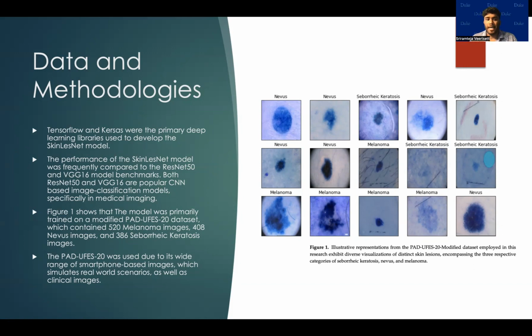And when looking at figure one, we see the PAD UFES dataset, or just a subset of samples. And these are the clinical medical images of nevus, seborrheic keratosis, as well as melanoma. And the data set included 520 melanoma images, 408 nevus images, and 386 seborrheic keratosis images. And when looking at the PAD UFES 20 dataset, it's important to note that not only did it have these clinical images, but also had smartphone captured images, which is really nice for generalizability, especially if you're trying to integrate the model within a smartphone for normal day use of patients.